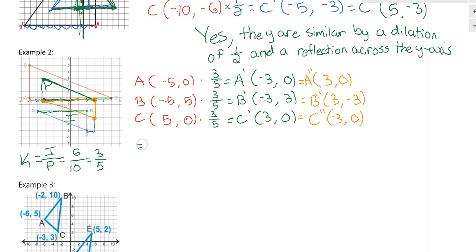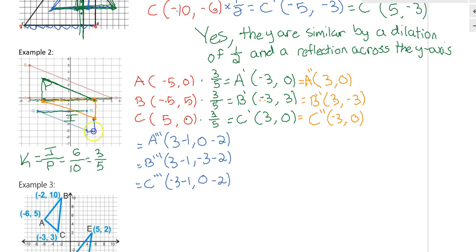So to get to my next point, A triple prime, through 3 here, I'm going 1 left in the negative direction. And then I'm going 2 down, so that's also negative. B triple prime, 3 minus 1, negative 3 minus 2. And C triple prime is negative 3 minus 1, 0 minus 2. Okay, so be very careful with which one's your x's and which one's your y's.